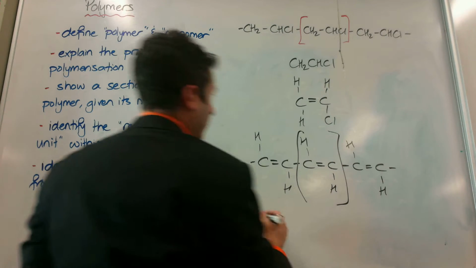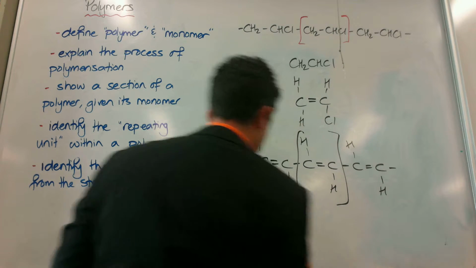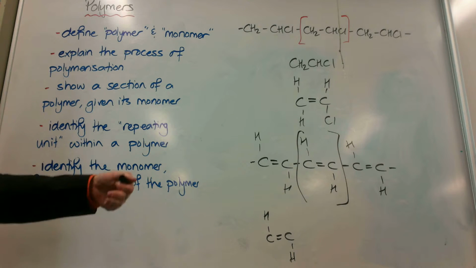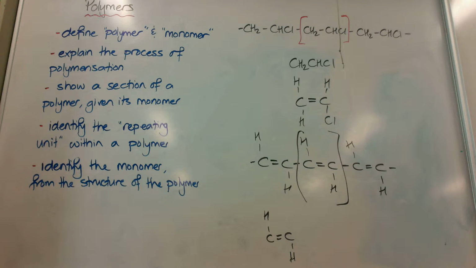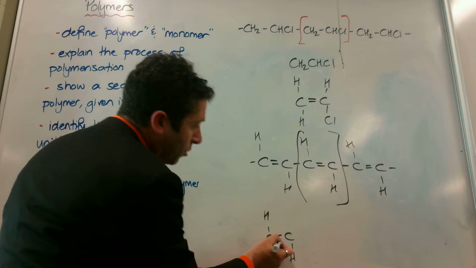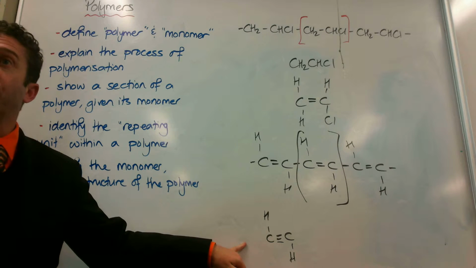So if I'd have to add another one, and it's already got a double bond, so surely that should be enough. But it's not. It's only 1, 2, 3. So I need a triple bond in there to create the monomer. So the monomer there would be ethine.